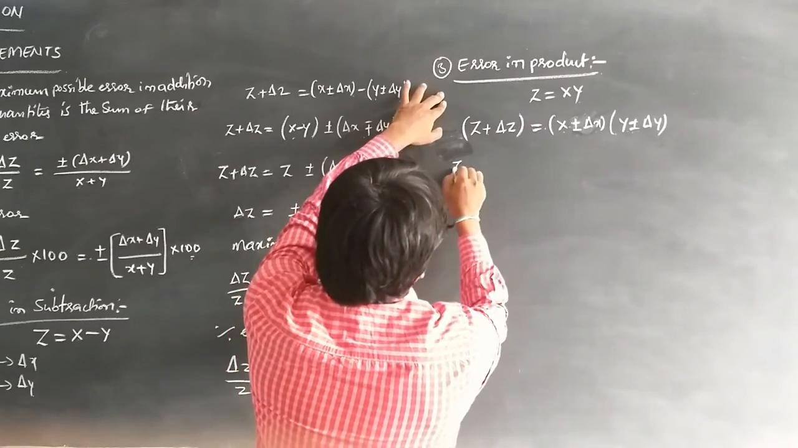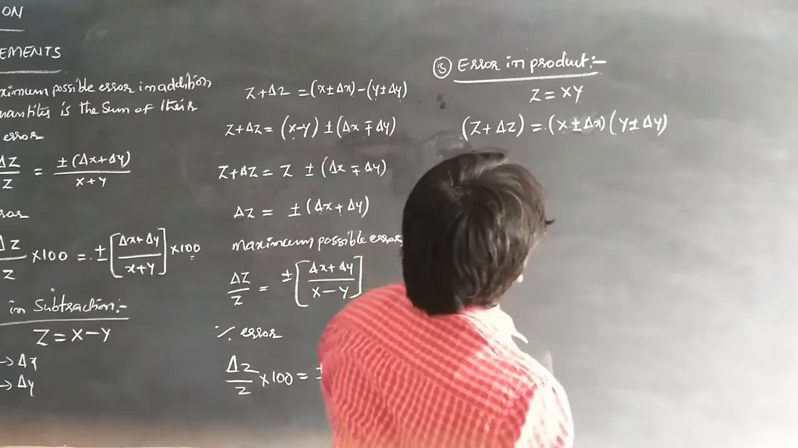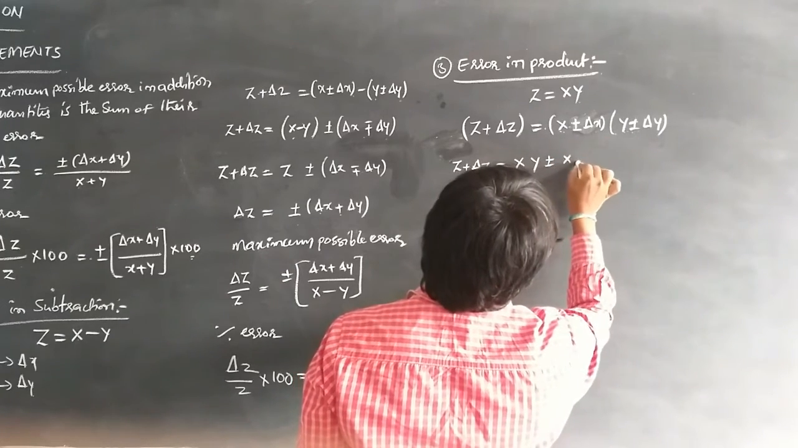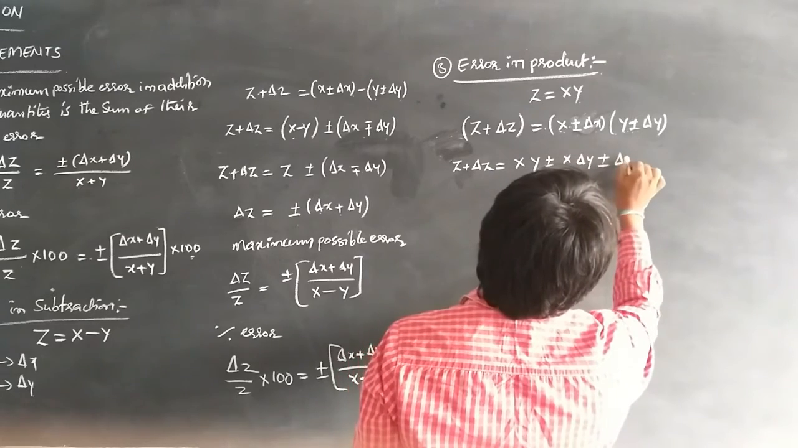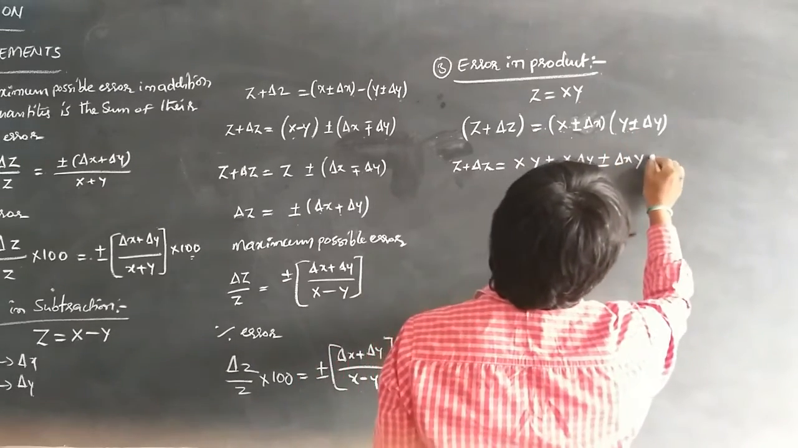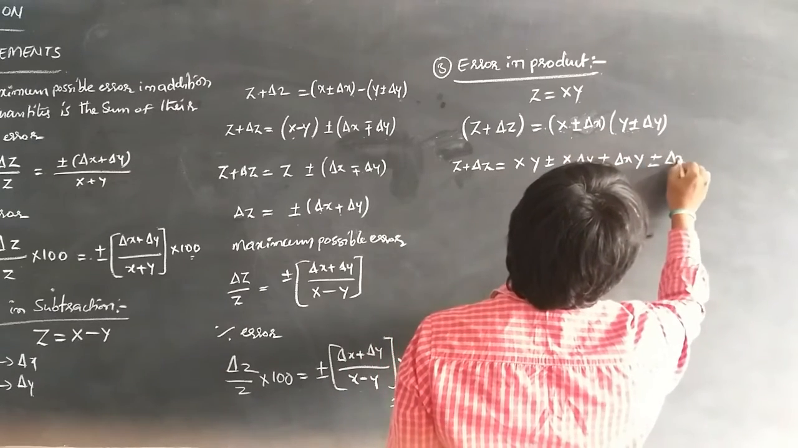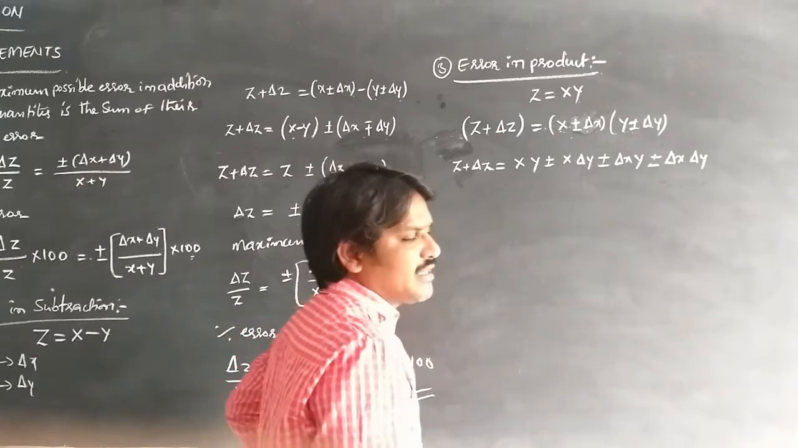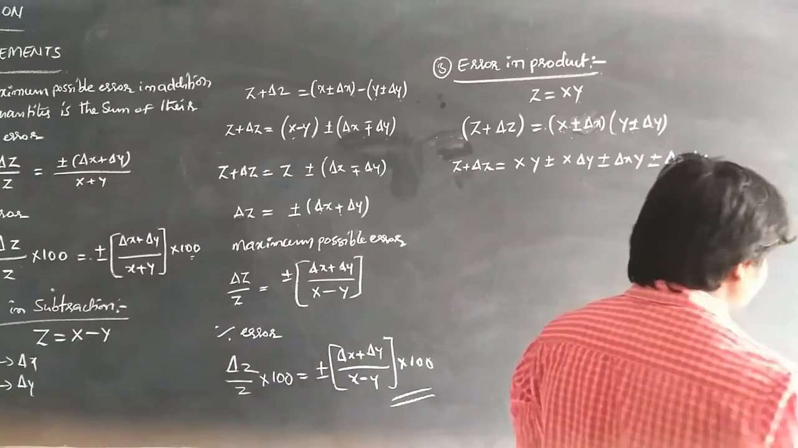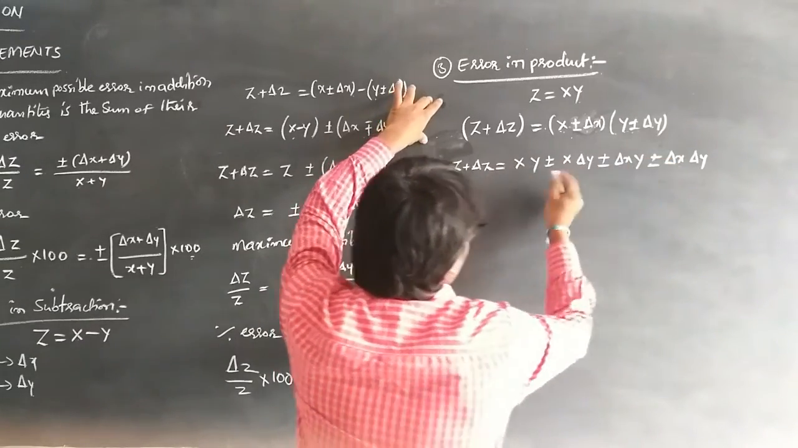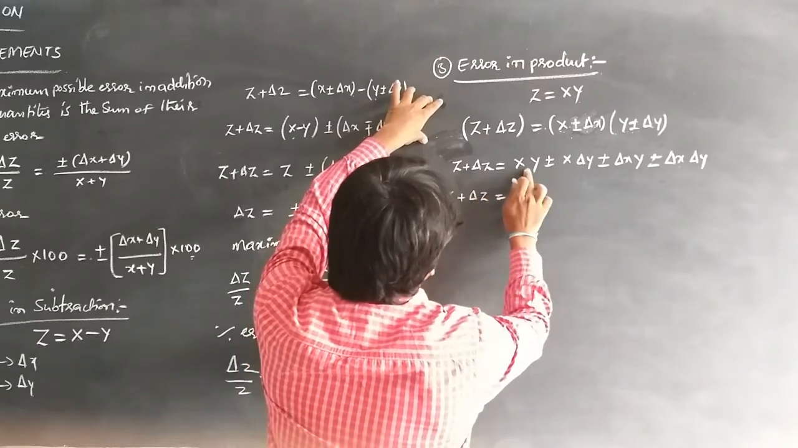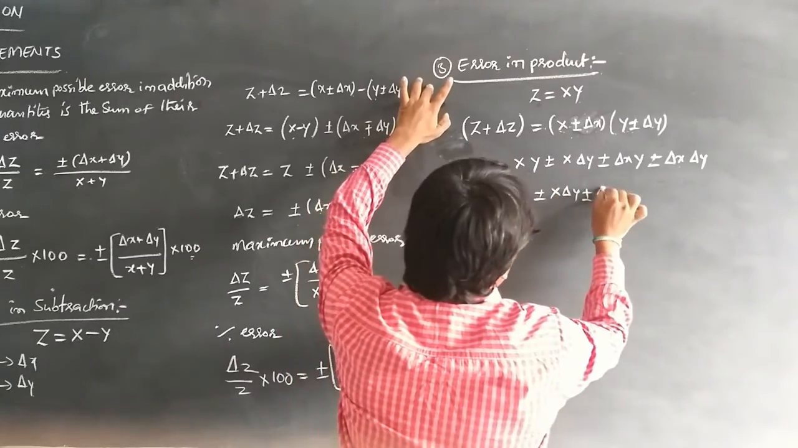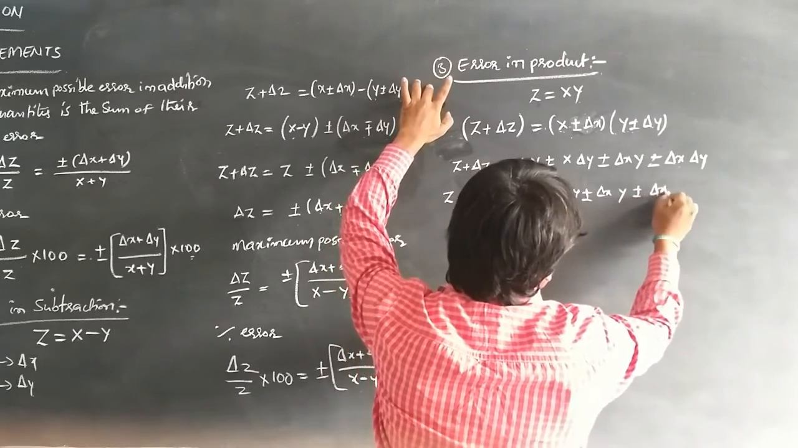So z plus delta z is equal to, multiplying, x into y, xy, and x into plus or minus delta y, that is plus or minus x into delta y. Next, plus or minus delta x into y, next plus or minus delta x into delta y. Here the values delta x and delta y are very small. So z plus delta z, which is xy, we know xy is equal to z, z plus or minus x delta y plus or minus delta x into y plus or minus delta x delta y.